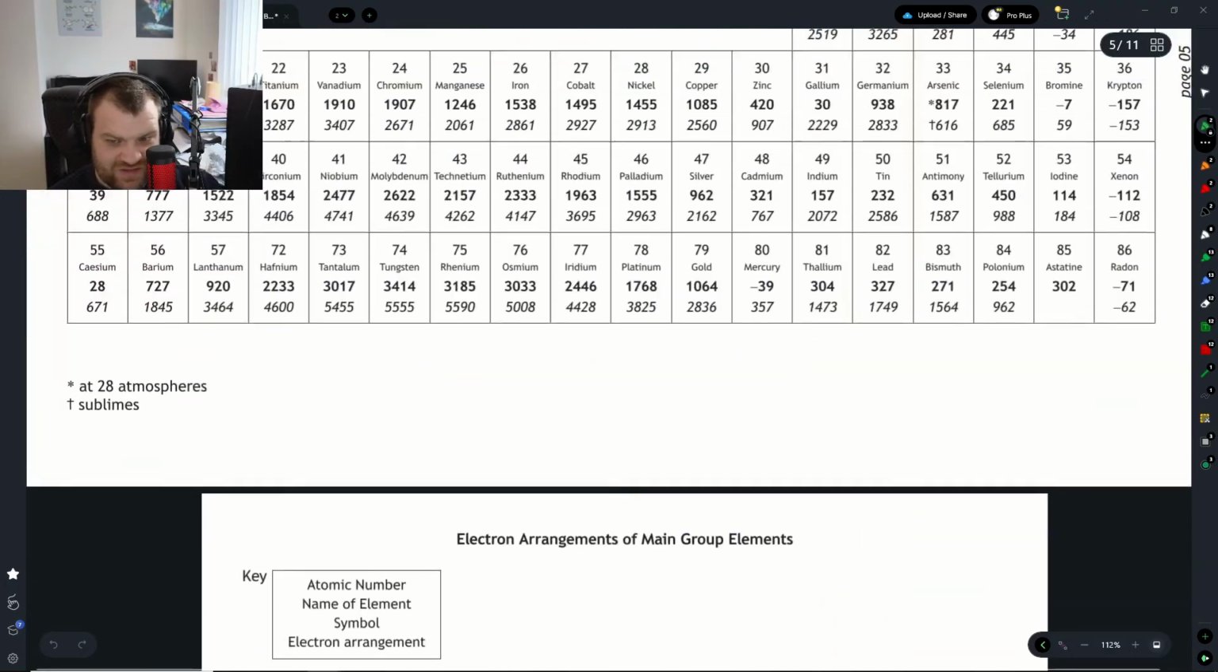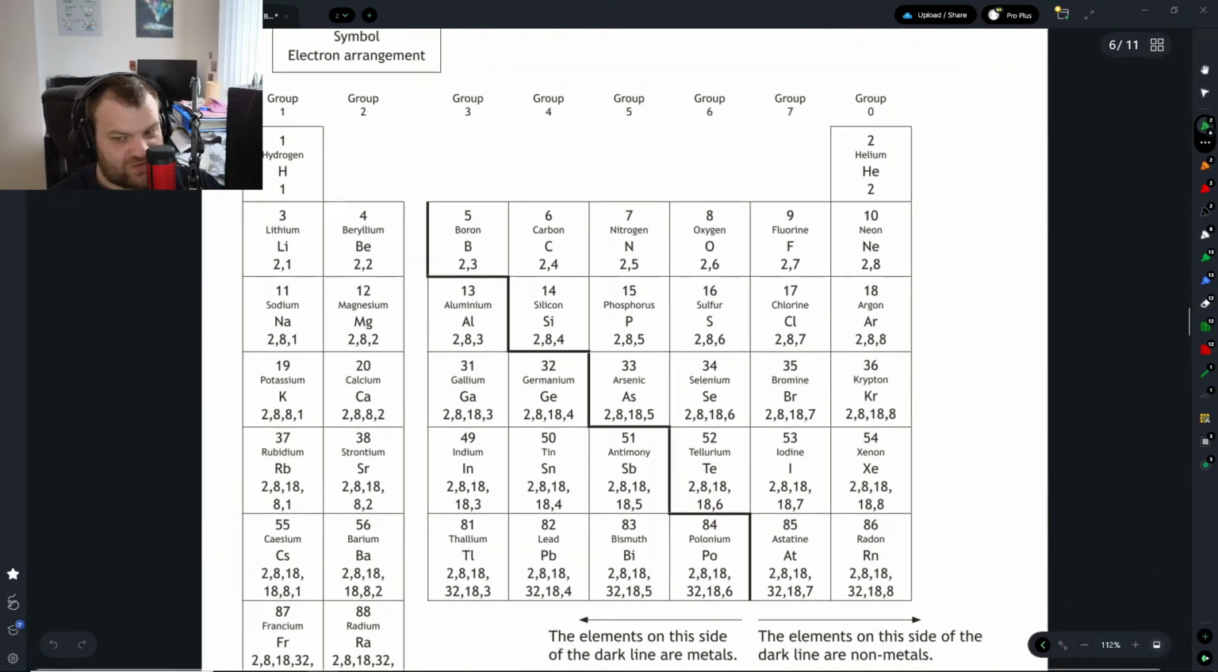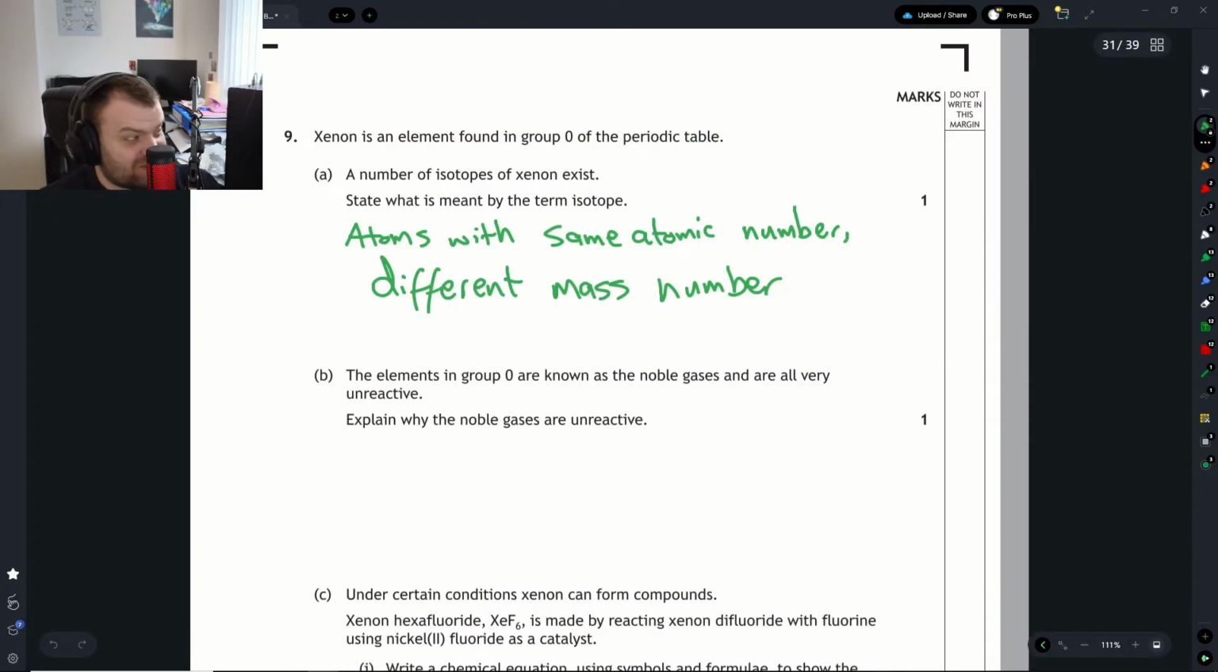Next question asks us about group 8. Group 8 or group 0, the noble gases, all have a full outer shell of electrons. This is why they are stable. Full outer shell of electrons.